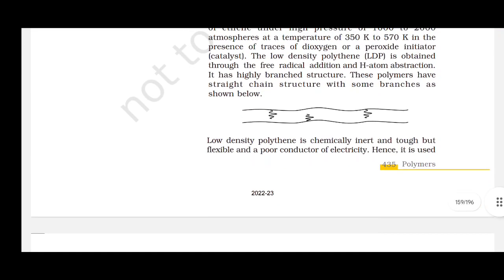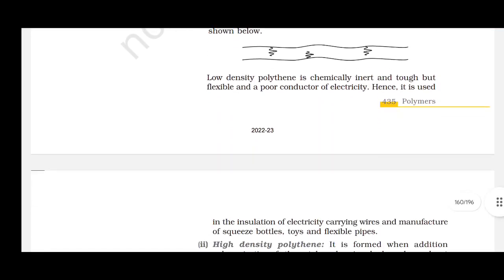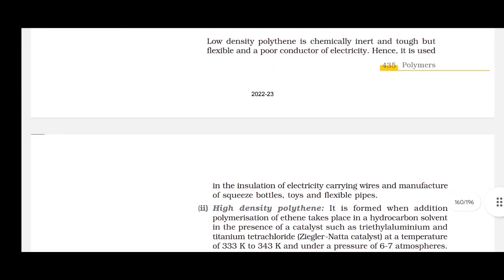These polymers have straight chain structure with some branches as shown below. Low density polythene is chemically inert and tough but flexible and a poor conductor of electricity. Hence, it is used in the insulation of electricity carrying wires and manufacture of squeeze bottles, toys, and flexible pipes.